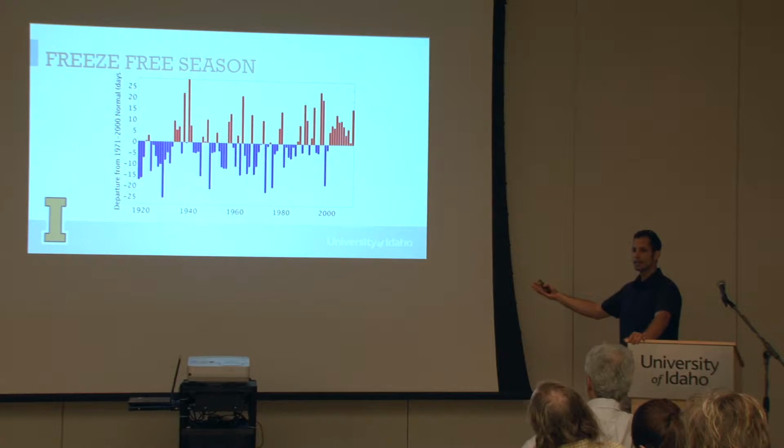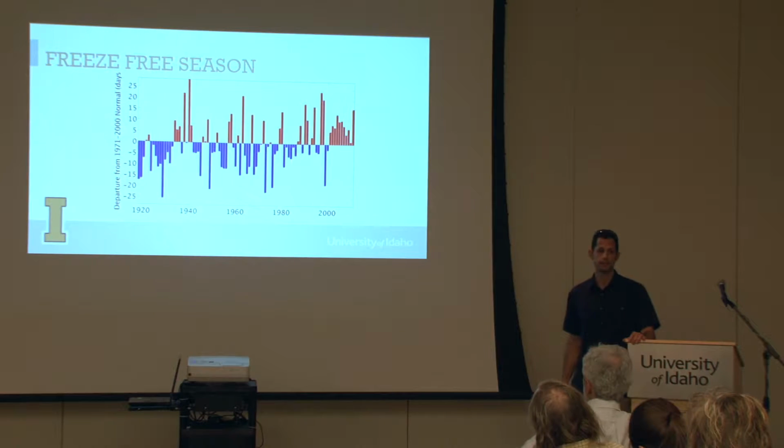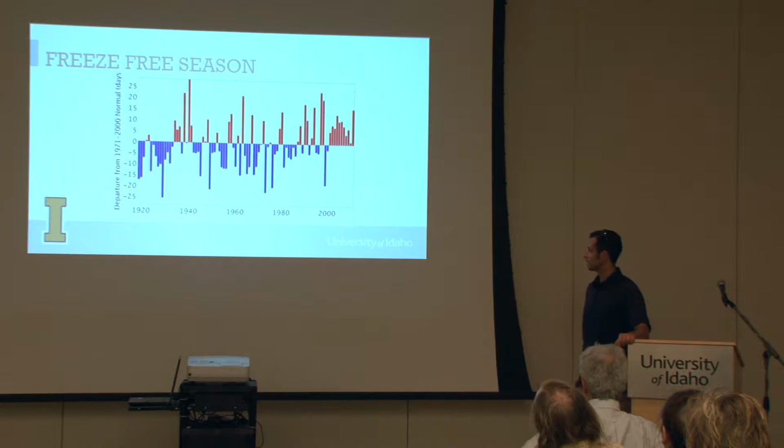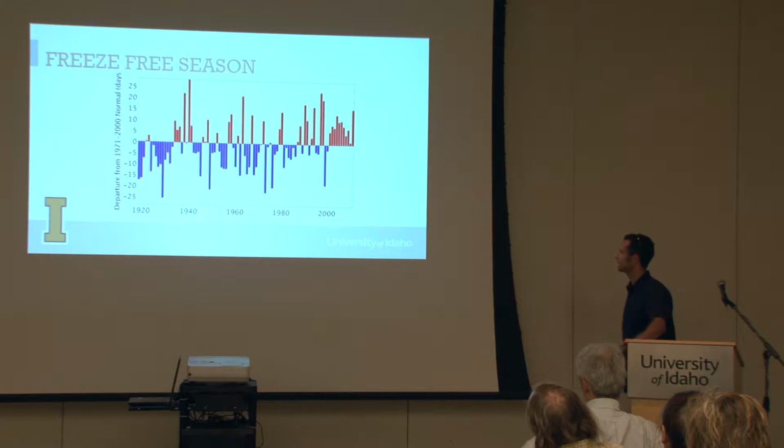So one thing that we wanted to look at was the length of the freeze-free season. This is simply defined as the number of days between your last spring freeze, the last day in spring when your temperatures get below 32 Fahrenheit, and the first day in autumn when your temperatures get below 32 Fahrenheit. So we usually play this beat the clock game in Moscow when growing tomatoes, but not this year. Okay, we're way ahead of schedule.